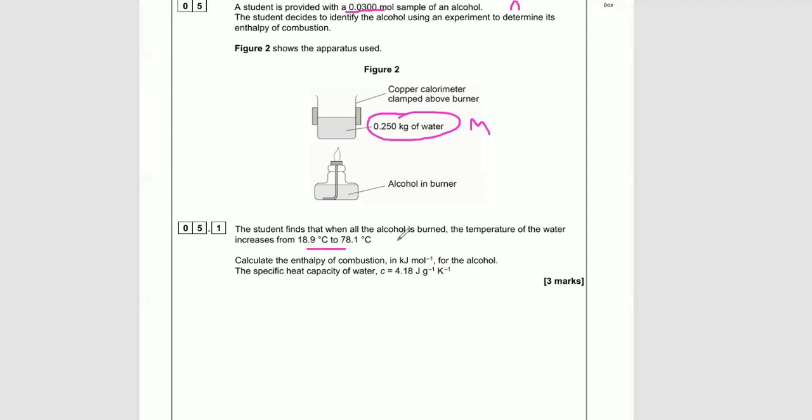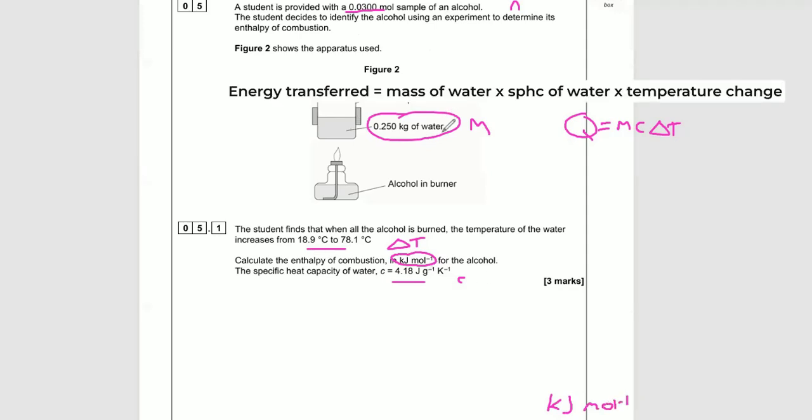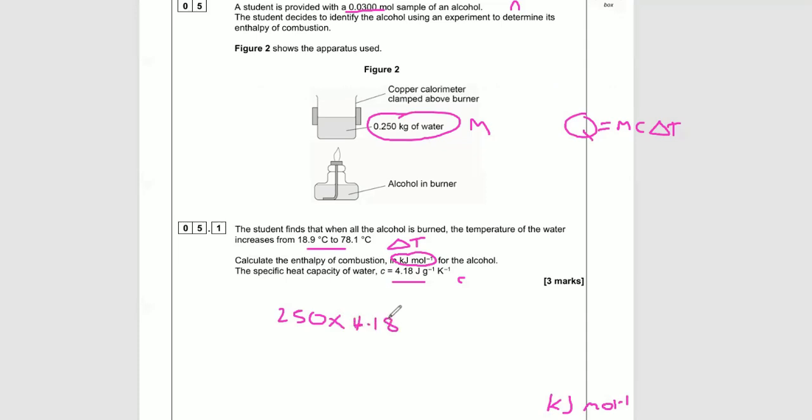We've got 0.250 kilogram of water. That's the mass. We've got a temperature increase of that water from 18.9 to 17.1. And we're using the specific heat capacity of water, which is 4.18 joules per gram per Kelvin. And we can use this equation, Q equals mc delta T, where the Q is the energy transferred and the delta T is the temperature change. Let's work out the enthalpy of combustion in kilojoules per mole.